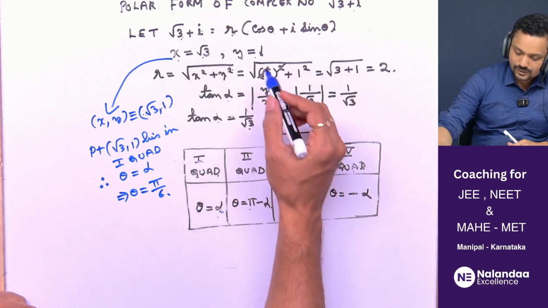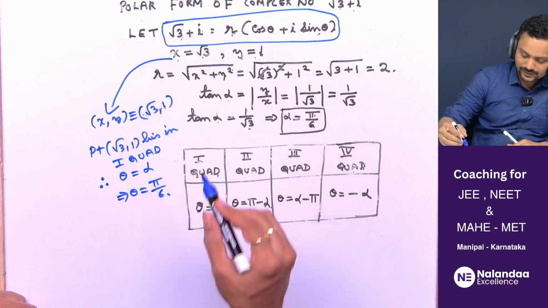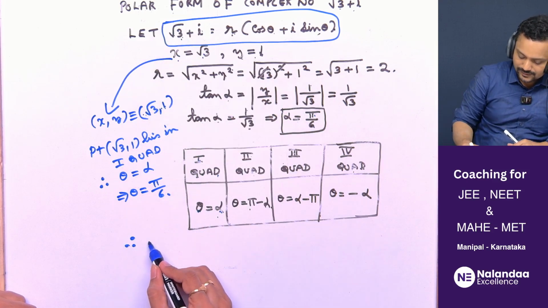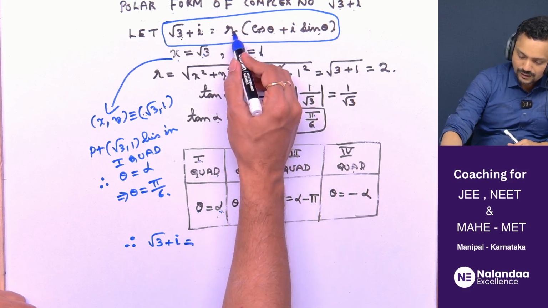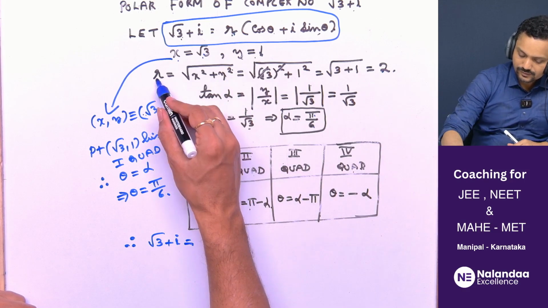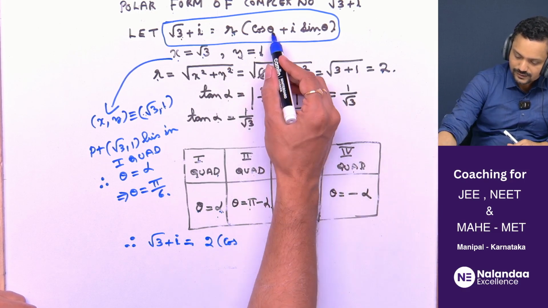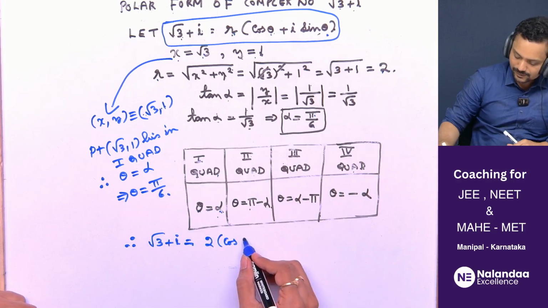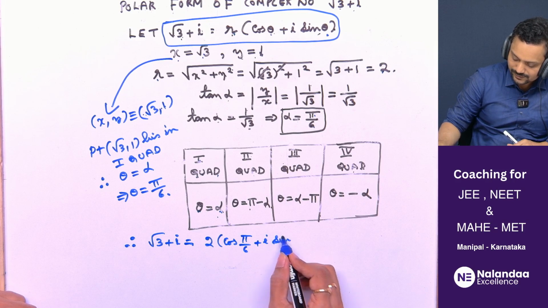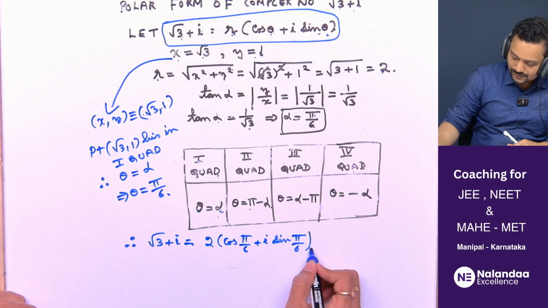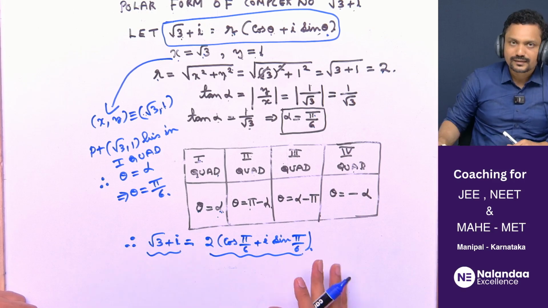And if you substitute this in this step, so if you go back to this step, the polar form is here. Therefore, I can say root 3 plus i is equal to r. r is nothing but 2. See, we got the r value here, 2 into cos of theta. The value of theta is pi by 6. So it is cos pi by 6 plus i sin pi by 6. So this complex number and that complex number are one and the same.